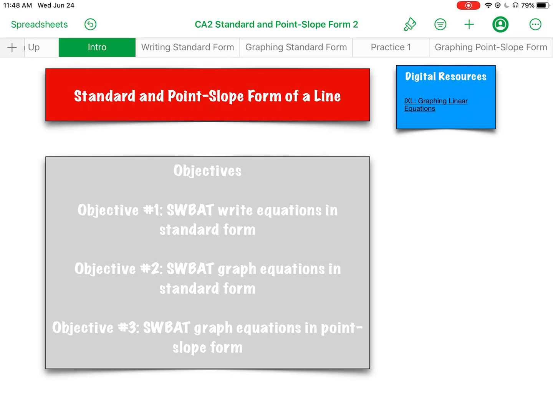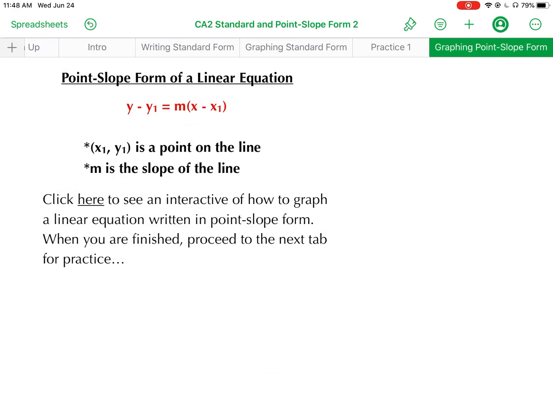In this video, we're covering objective number 3 shown on the screen, which is being able to graph equations that are in point slope form. Okay, so click over to that tab. Now, point slope form is probably the least commonly seen form of a linear equation. It looks like y minus y sub 1 equals m times the quantity of x minus x sub 1.